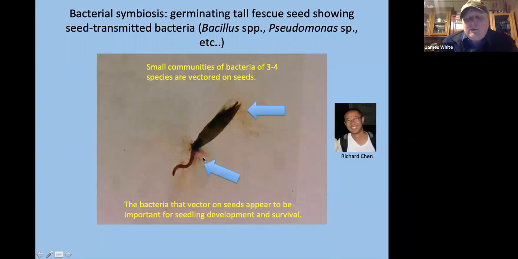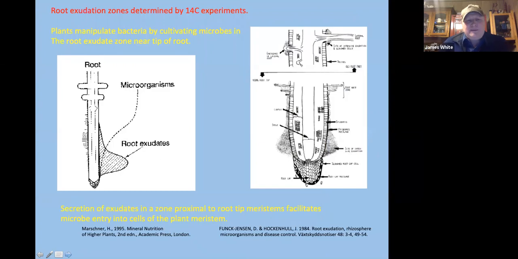Well, it turns out with grasses in particular, the endophytes, the microbes, are actually carried on the surface of the dried plant tissues that adhere to the seed surface. So that's the vector for those microbes. And it turns out there are 3 or 4 or 5 different microbes. It's a small community that gets carried on those seeds. This is a diagram of a root, and the root tip down here, and you can see the hairs forming back here, and you see this exudate zone here.